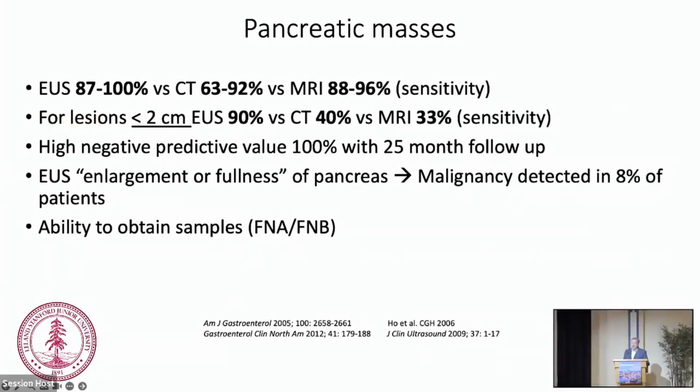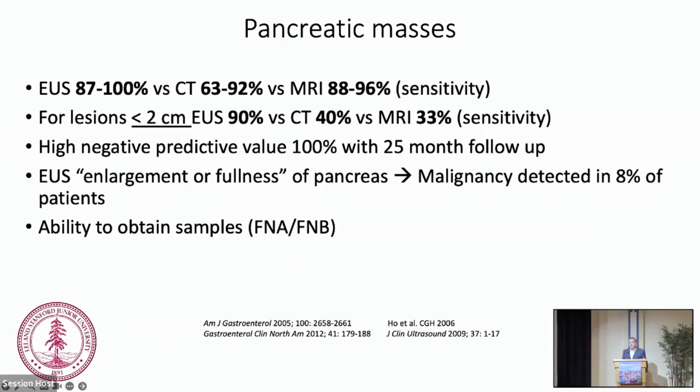What about pancreatic masses? And really, EUS was born and created to evaluate pancreatic masses in the 80s. And you can see that the sensitivity for pancreatic masses compared to MRI and CT is quite favorable. And for smaller lesions, it's even better. But it also has a high negative predictive value on prolonged follow-ups.